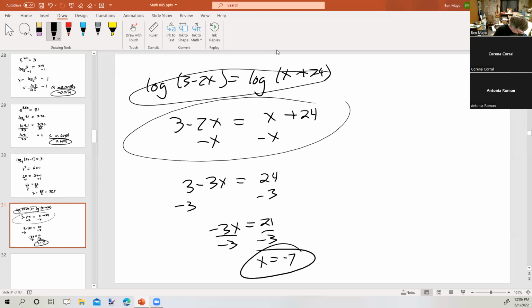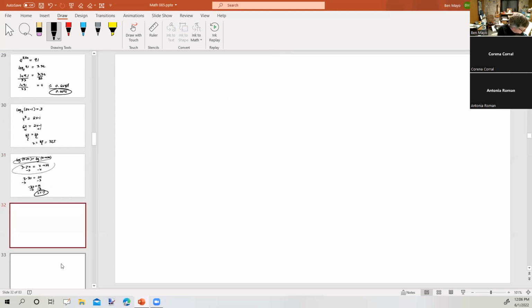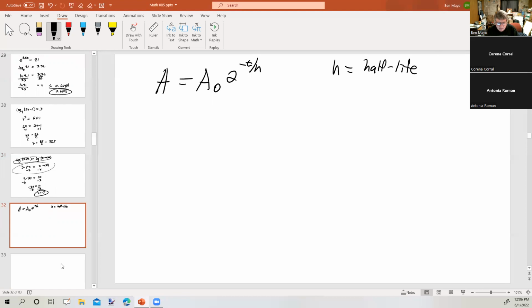All right, now we have a new formula, and let me explain what it looks like and what it is. This says A equals A sub 0 times 2 raised to the exponent negative t over h. Okay. h stands for half-life. And let's talk about how half-life works.